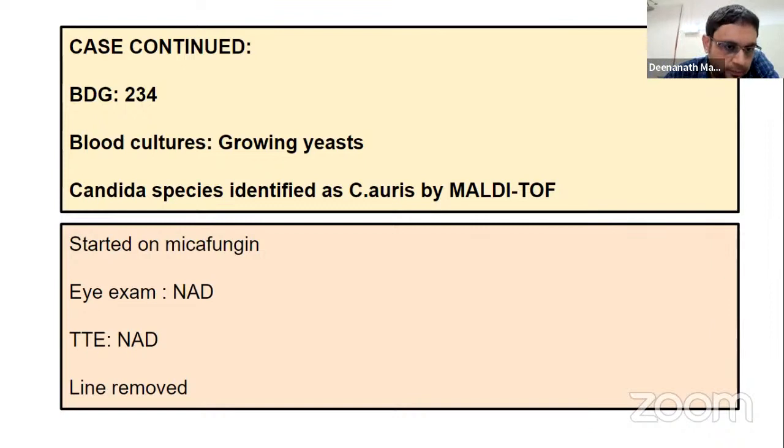Now he was started on micafungin. His eye exam is within normal limits. Remember, he is not neutropenic at this point of time. So his eye exam is within normal limits. His transthoracic echo is not showing anything. He had a line which was inserted even before the bone marrow transplant. So that was removed.